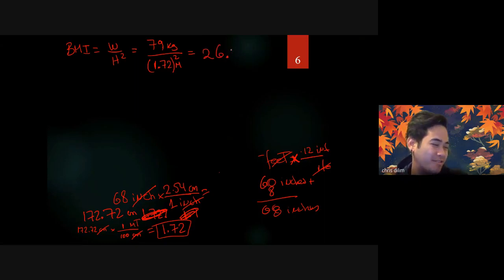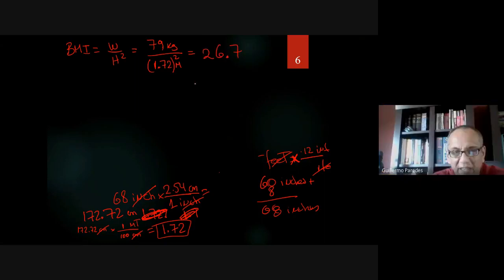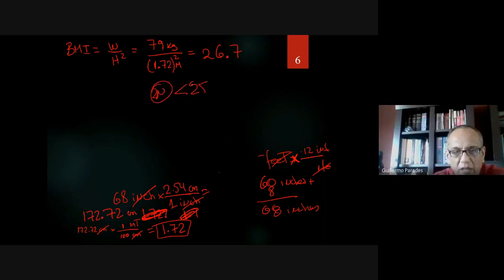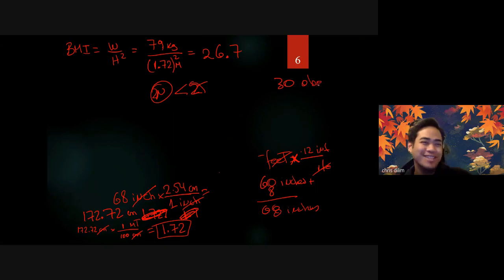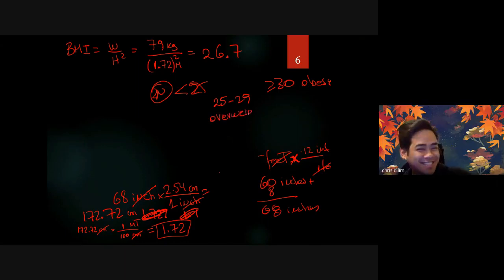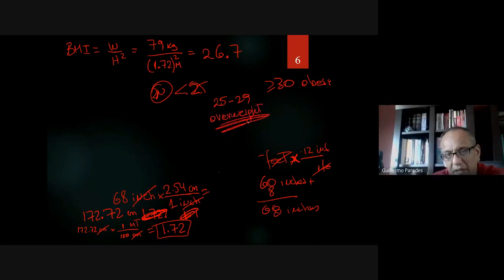Because it's over 25, and 25 and below is normal, right? Yeah, so below 25 is normal. So right now I am abnormal. Okay, so 30 or more, not abnormal, obese. More than 30 is obese. And between 25 and 29 is overweight. Oh, overweight. See? Okay. All right.